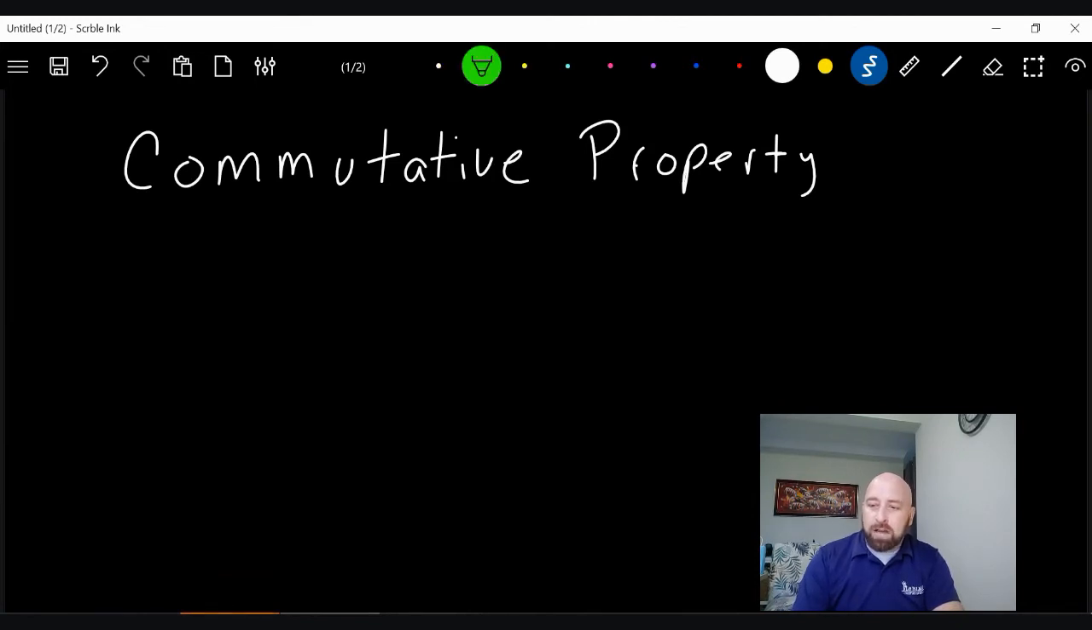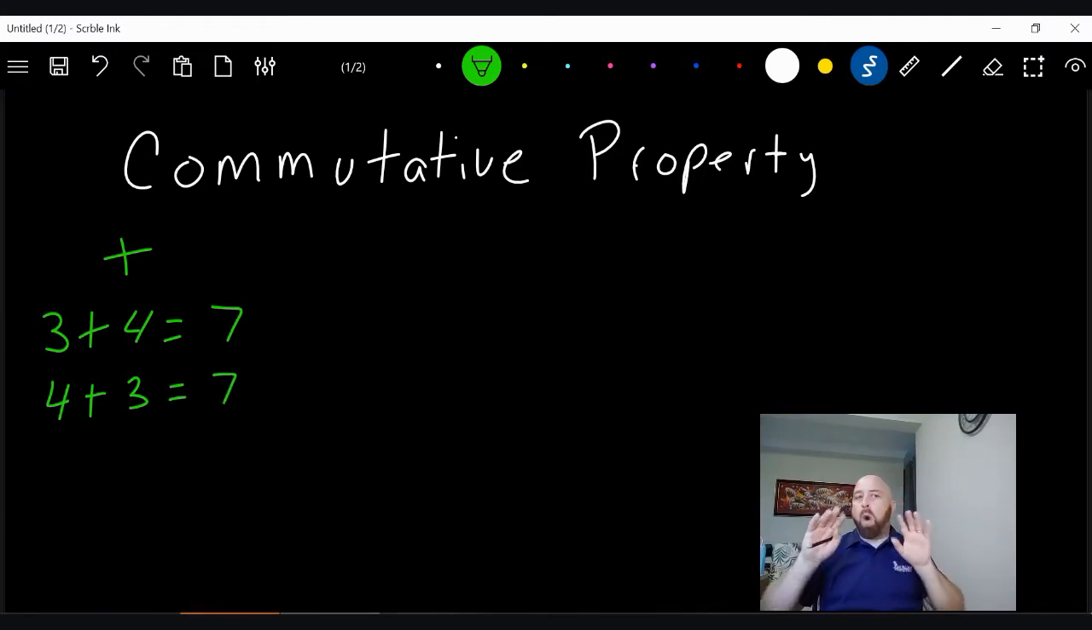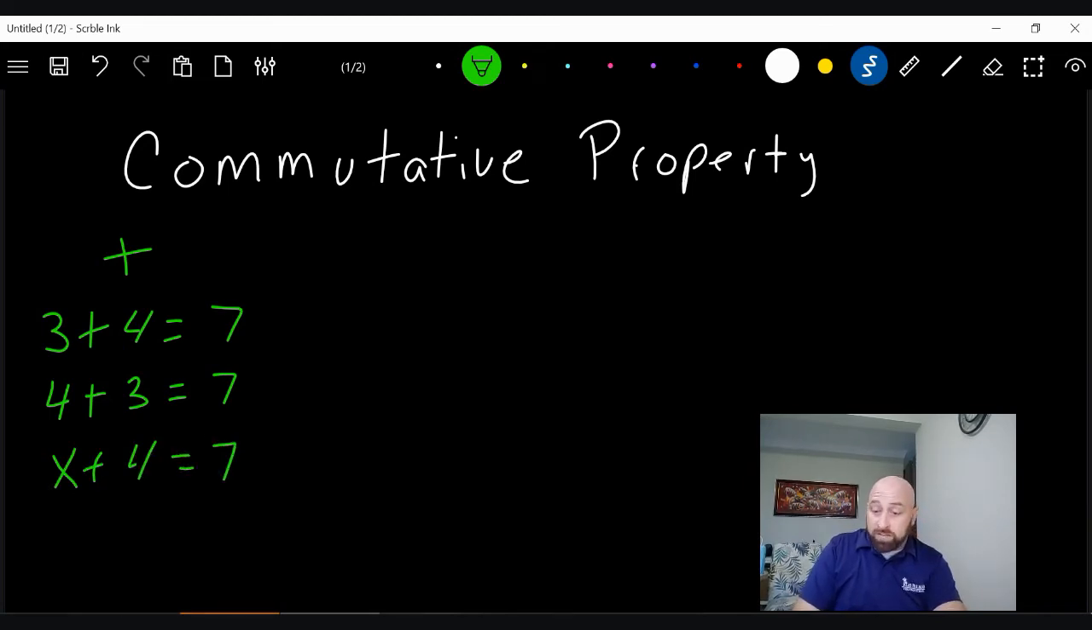If I have, I'll switch the color here and we'll do the addition ones first. So if I have 3 plus 4 equals 7, I can switch the 3 and the 4, and it still equals 7. Wow. It's like magic, right? You're like, dude, poof, mind blown. Okay, it's not really that big of a deal. You've known this your whole life, but you did not know that it was called the commutative property. So you're learning things. Well, in algebra, it works the same way. If I have x plus 4 equals 7, then I could switch those and have 4 plus x equals 7. It's just, you can switch them. Anytime you have addition, you can switch them and nothing changes.